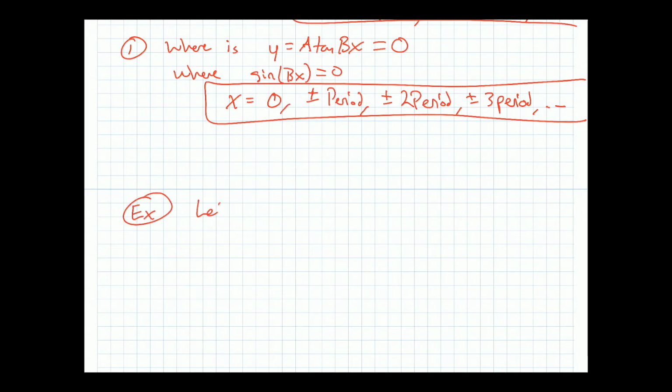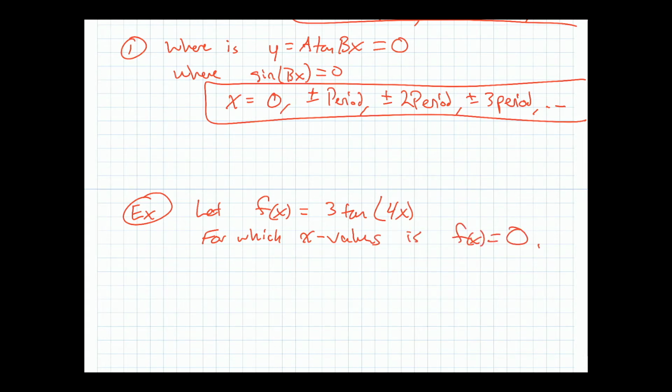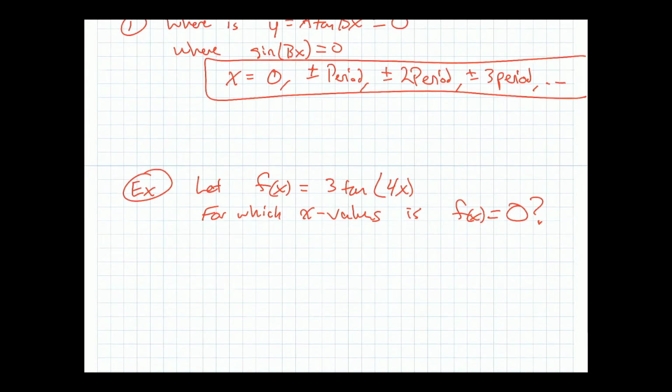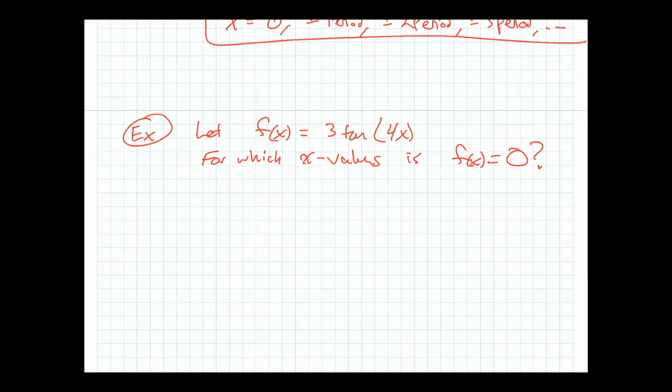Example. Let f of x equal 3 tangent 4x. And I'm going to say for which x values is f of x equals 0. That's how I'll ask it, right? So pretty straightforward. You need to know the period. So calculate the period, which is pi over b, absolute value, so it's pi over 4.